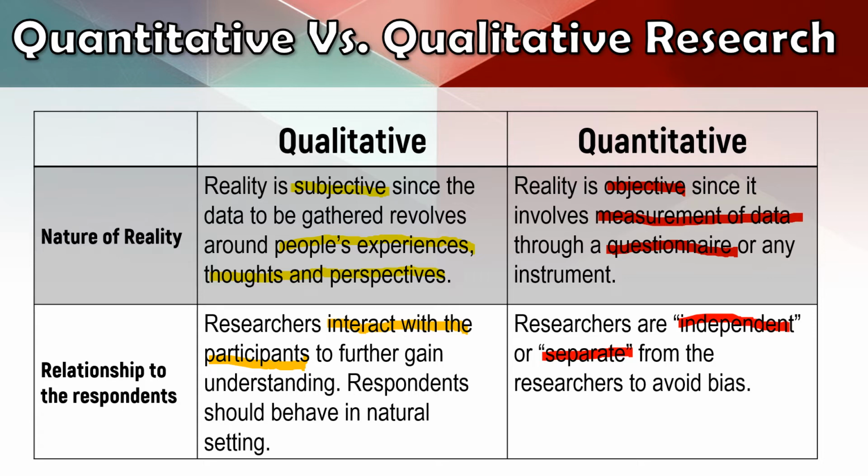Unlike with qualitative, I really have to make contact with the respondents because I am interviewing them. Do you see the difference? Qualitative interacts with the respondents because they need to be interviewed. Quantitative does not interact because what the researchers do is only give surveys, and it is the surveys that interact with the respondents. So in that case, researchers are separate from the respondents in a quantitative research.